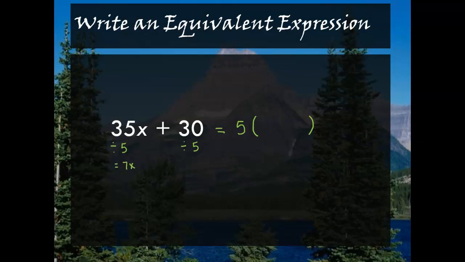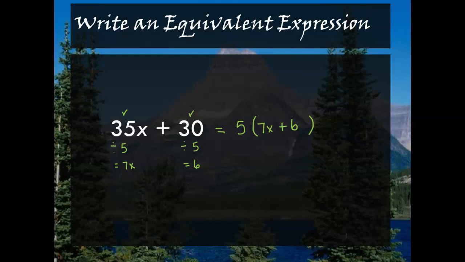35x divided by 5 equals 7x. 30 divided by 5 equals 6. Our equivalent expression is 5 times the quantity 7x plus 6. We can check our answer by multiplying 5 times the contents of the parentheses. 5 times 7x is 35x, and 5 times 6 is 30, so we know these two expressions are equal.